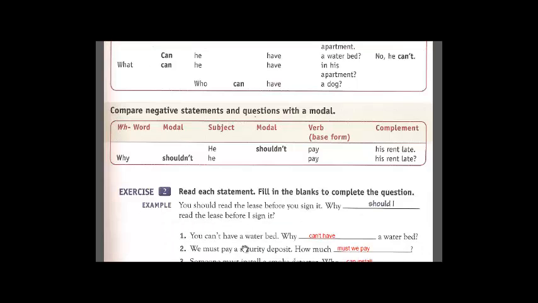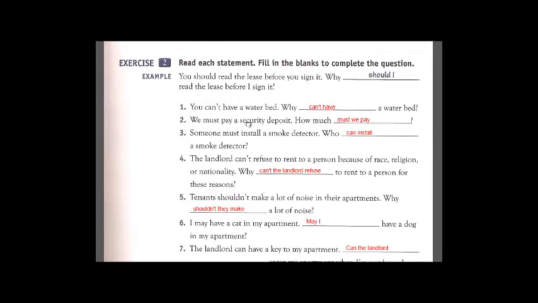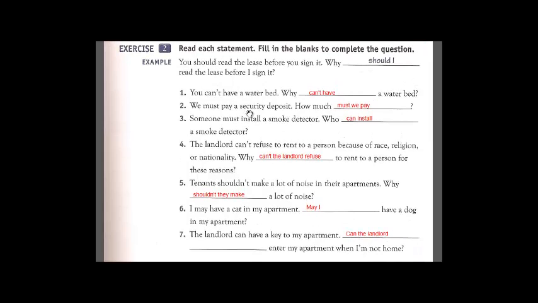Okay, welcome back. Here are the answers for problems 1 through 7. If you'd like to take a look, go ahead and stop the video so you can check your answers, and when you're ready, turn it back on. I'm going to go through all the answers now. Number 1: You can't have a water bed. Why can't I have a water bed? It's missing the I, so let me add that. Why can't I have a water bed?